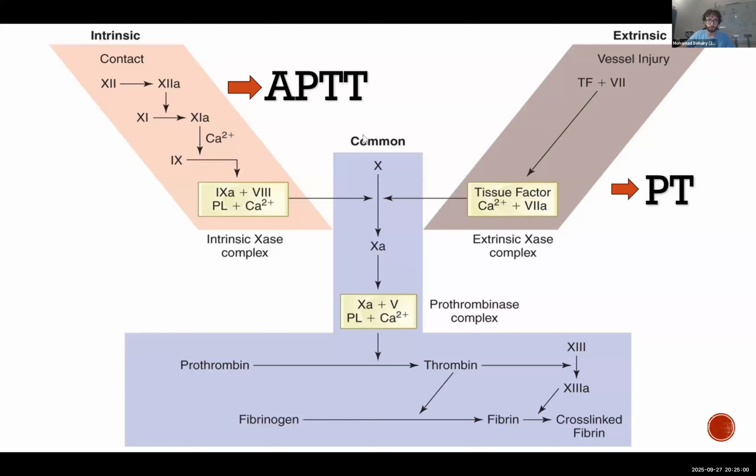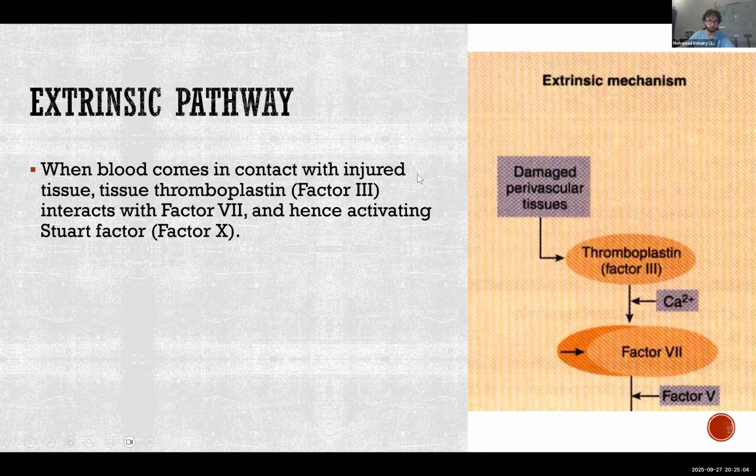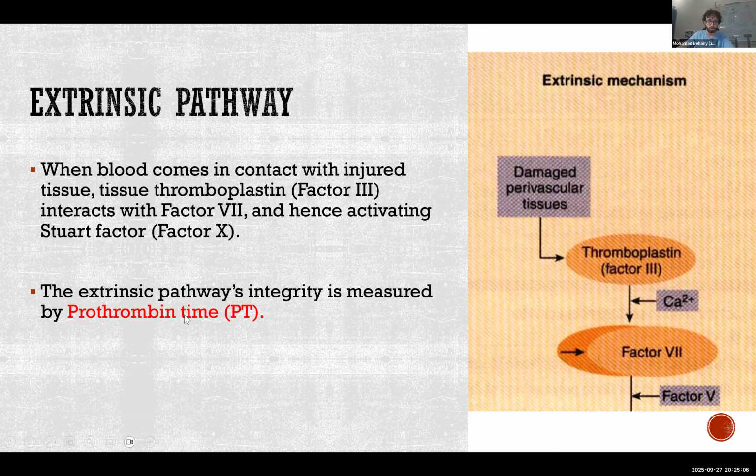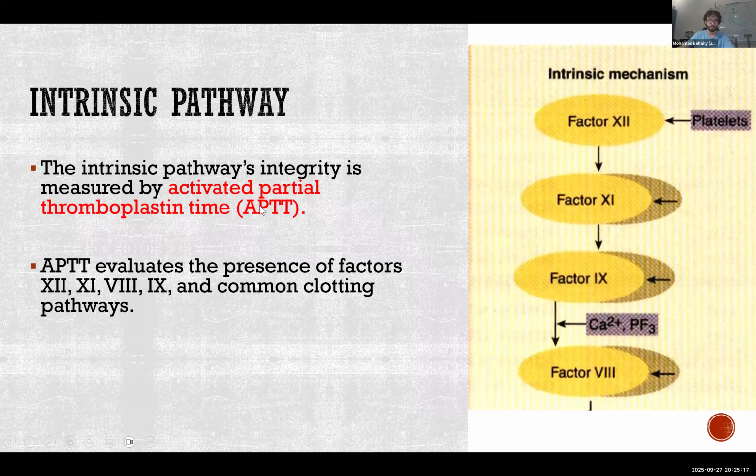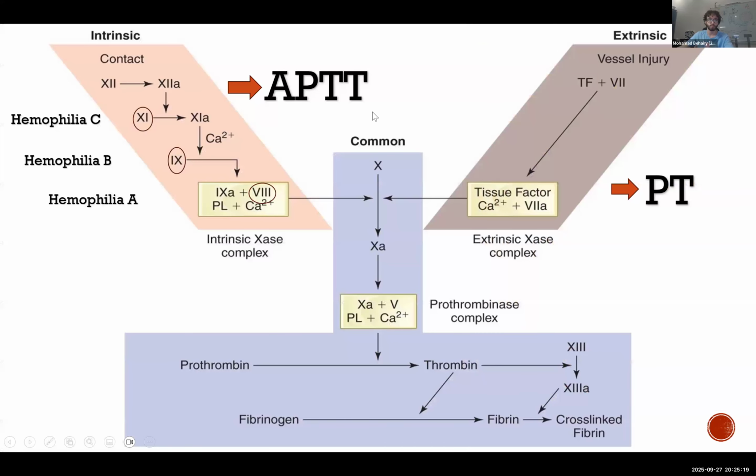What's APTT? Okay, we're going to come to it right now. PT is prothrombin time. That's how we measure the extrinsic pathway's integrity. APTT is activated partial thromboplastin time. That's what it stands for. You don't need to know exactly what it stands for. I just want you to know that APTT is intrinsic, PT is extrinsic.